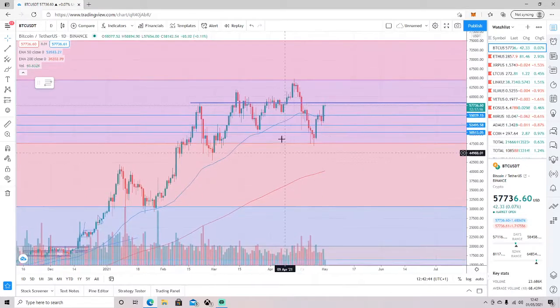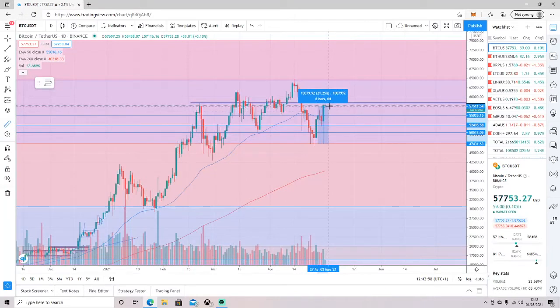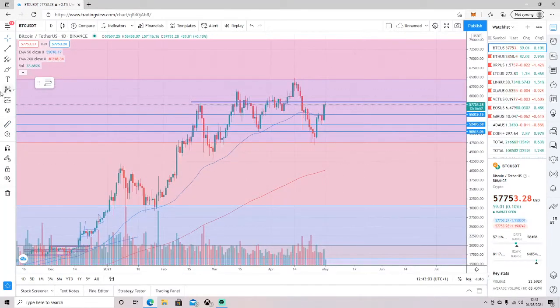Cool. So as you can see here, we've had a V bottom, which is pretty cool. It's quite a bullish sign. This is on the daily on Bitcoin. It V bottomed out at 47,500, and it's boomed up. Let's have a look at what the ruler's saying. In the space of a week, we've gone up 23%. So just as fast as you can fall down, you can come back up.